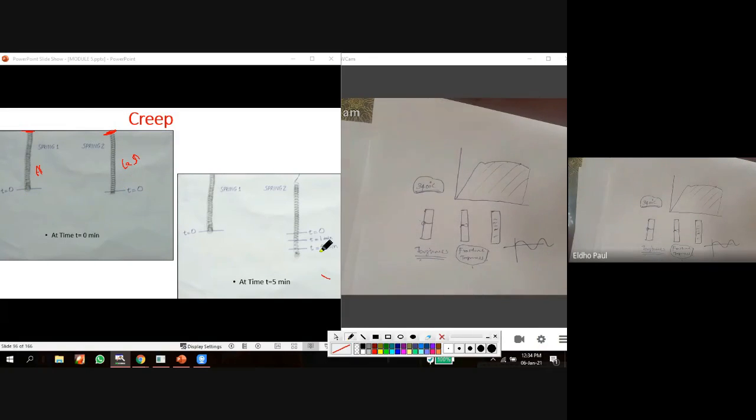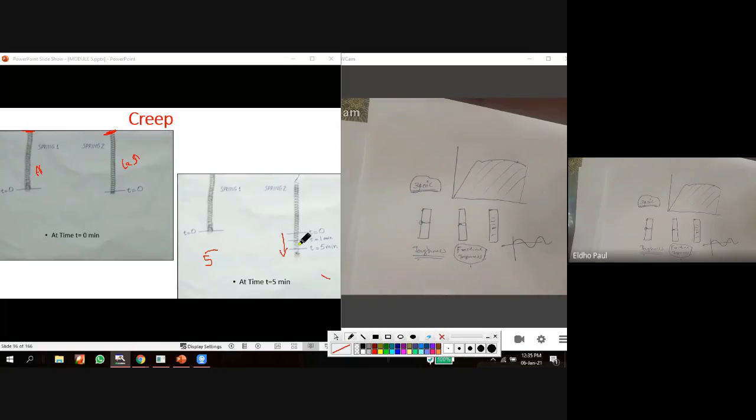Then I conduct the experiment at different times and measure the variation of the length of both springs. For spring 1, there is no change in length even after 5 minutes. But for spring 2, made with the lead and tin alloy, at T0 this is the length, at T1 this is the length, at T5 this is the length. The length increases with respect to time.